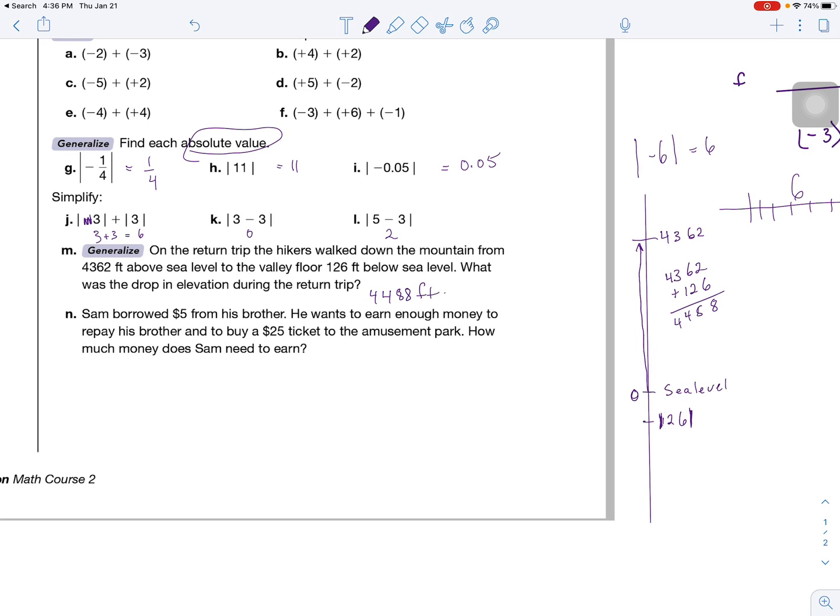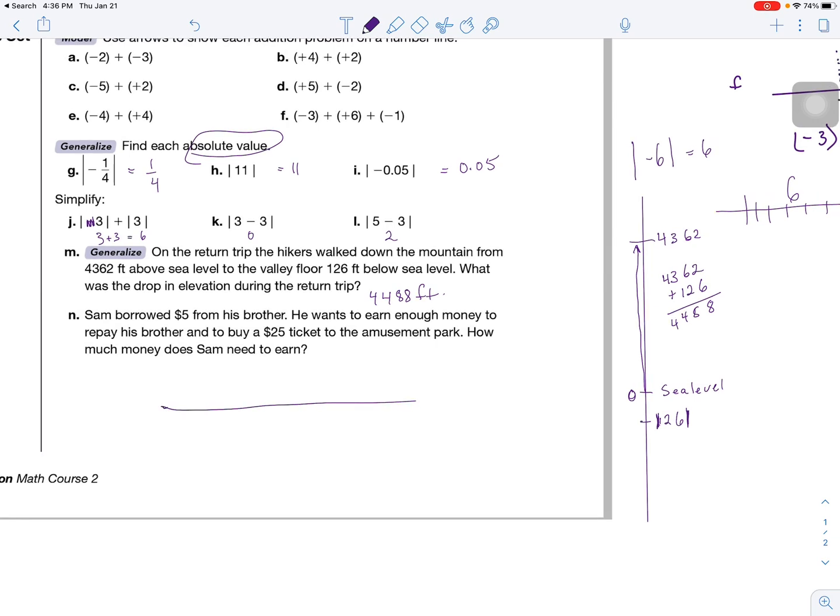Next, Sam borrowed $5 from his brother. He wants to earn enough money to repay his brother and buy a $25 ticket at the amusement park. How much money does Sam need to earn? Now, some of you may have figured that out in your head already. That's fine. But here's 0, and he has to pay his brother. That's a negative debt, -5. So he's $5 in the hole, but he wants to have a total of $25. So really, we have to have 25 plus that 5 to find your answer, which is 25 plus 5 equals 30. Sam needs to earn $30.